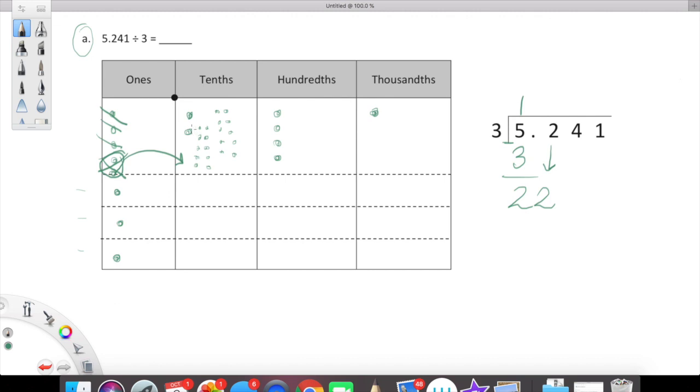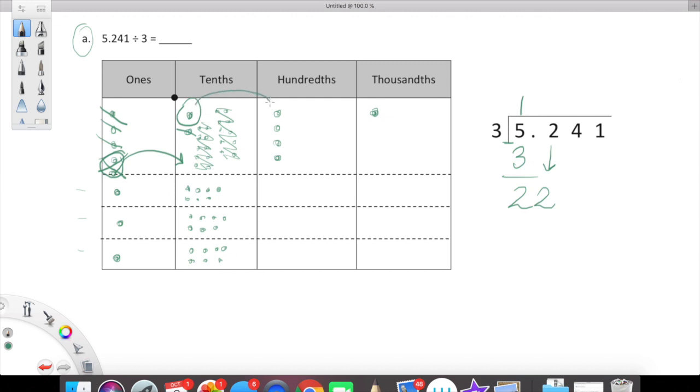So now we are going to share our 22 tenths evenly across 3 groups with some left over. When we do that, we are going to have 7 in each of our 3 groups. We are going to have 3 groups of 7 with some left over. Okay, so I have 7, 14, 21. I've used 21 tenths. So that means I've used these 10, and then I've used this one with 1 left over. So I put 7 in each of my 3 groups, cross those out, and now I have 1 left over.